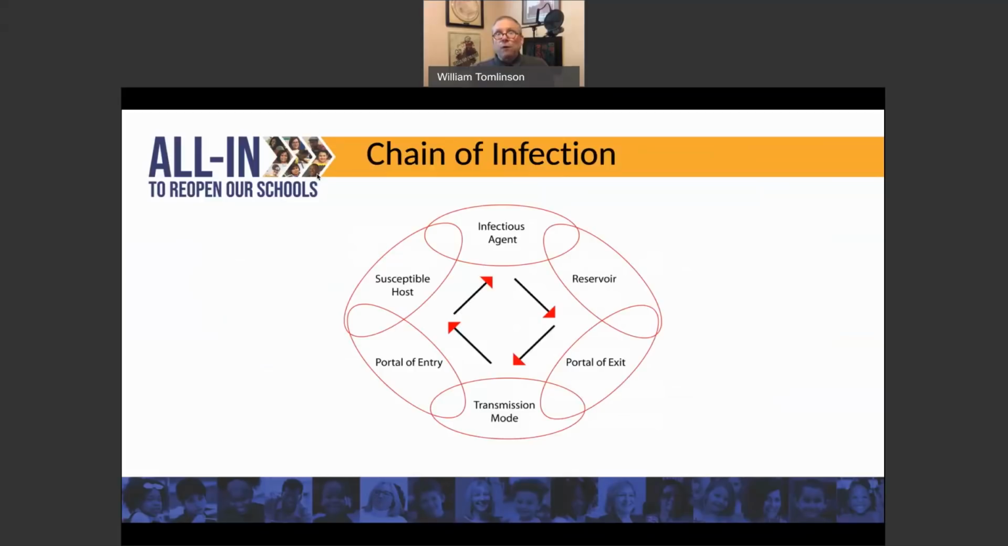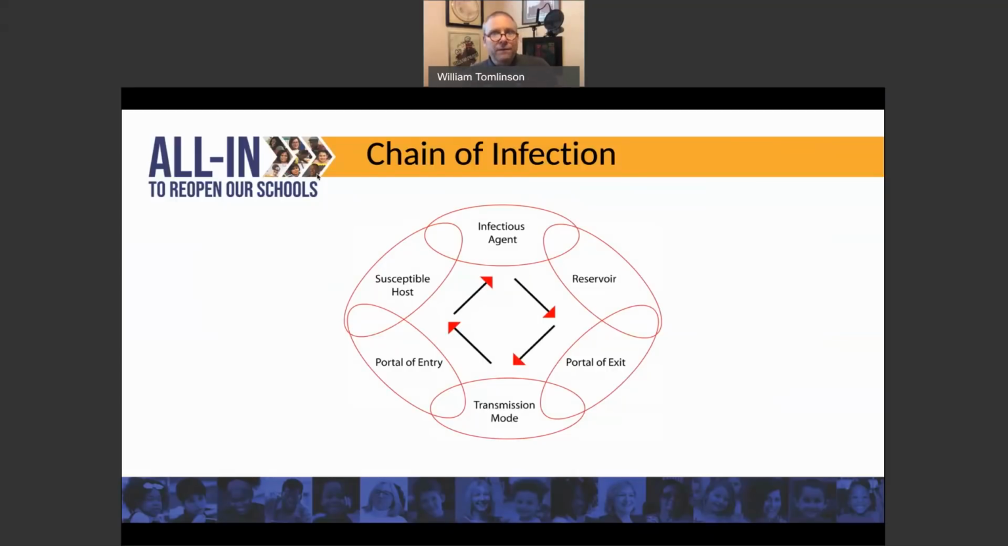Now, before we go further into risk mitigation, I just want to look at this model here. It's called the chain of infection. It's a standard model tool used in epidemiology to explain transmission. And I'm not going to go into each individual link. What I want to focus on is the link at the bottom: transmission mode.